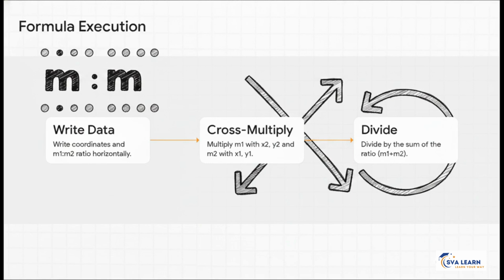To execute this flawlessly under stress, I want you to use this high-yield memory trick. Step 1. Write the coordinates out horizontally and write the ratio m1 to m2 right above them. Step 2. Physically draw arrows on your rough work. Cross-multiply. The left ratio number, m1, multiplies with the x and y on the right side. The right ratio number, m2, multiplies with the x and y on the left side. Step 3. Just divide by the sum of the ratio. This visual cross-multiplication trick stops you from mixing up your x1s and x2s when the clock is ticking.